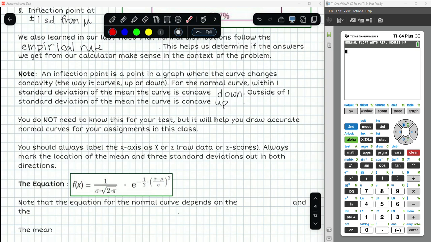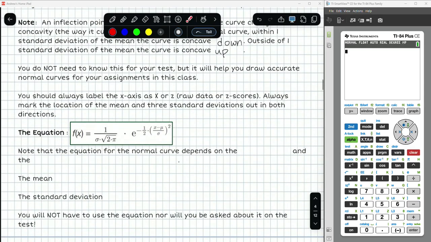Now for the scary part. You'll see an equation here that looks absolutely terrifying. This is the equation that you do calculus with to show that the area under the curve is 1. You never are going to see this equation again. The only reason it's here is I wanted you to see what determines the shape of that curve.